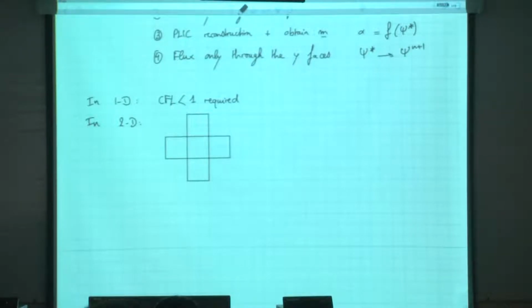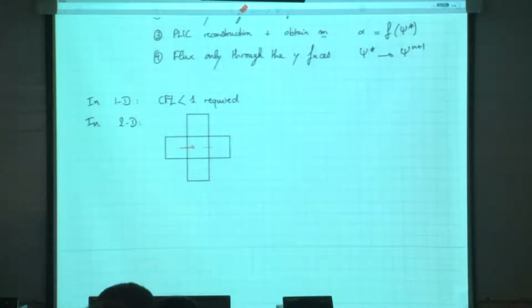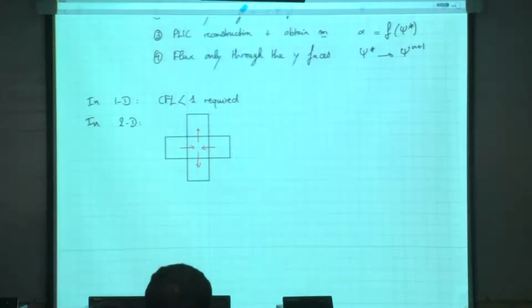I can have a situation where my flow rushes in from the sides and leaves top and bottom like this. In which case, you can imagine that I can have at maximum CFL flux volumes that are now pushing towards one another within the same cell. Oh, I messed up the direction of my arrows. Sorry.